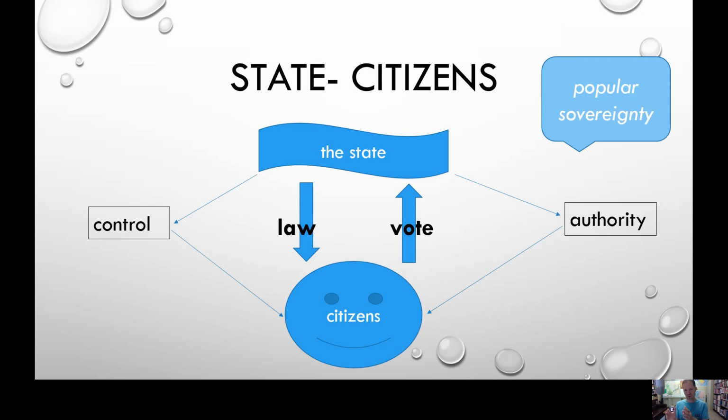So if we look at the example of the state, in a country such as Japan, the citizens give some authority to the state. And of course, we can vote and we can choose our government. And in return for this, we get laws, we get rules, and of course we have some control over our lives. And of course, this is popular sovereignty, where we can vote for our government. Of course, not all states are built like this.